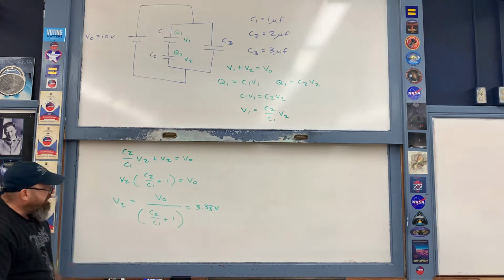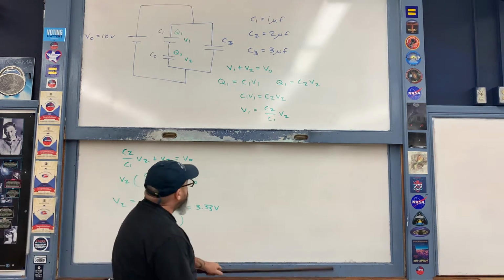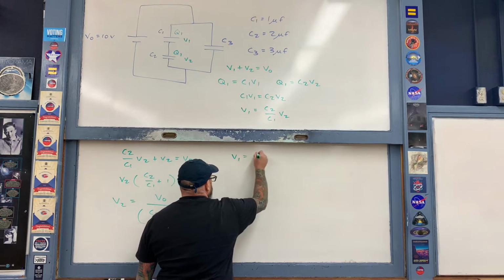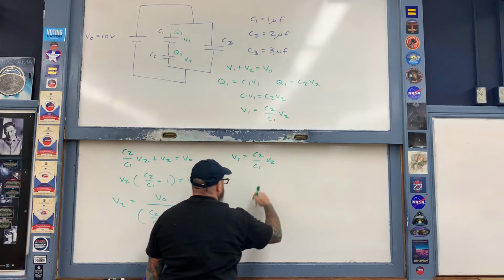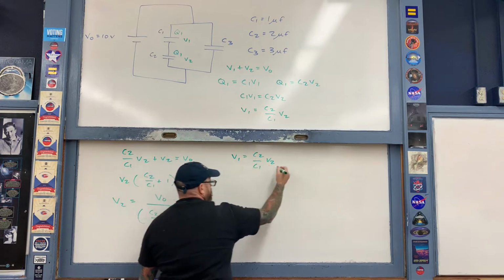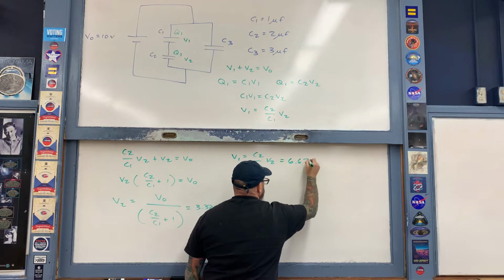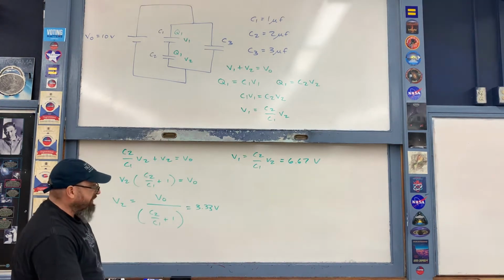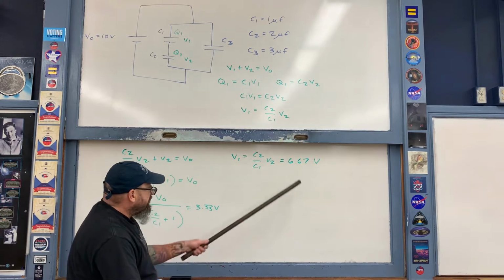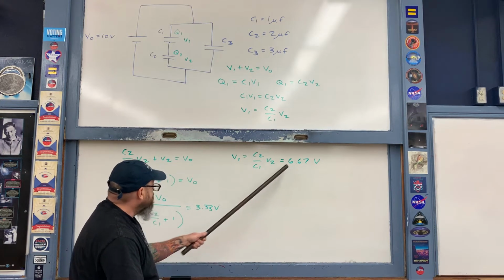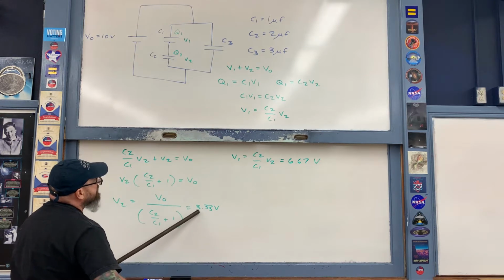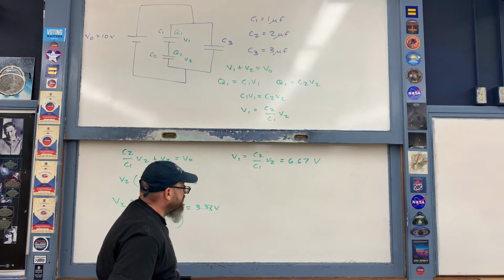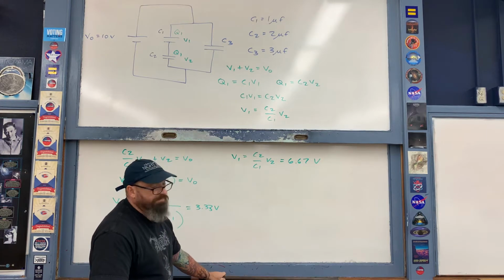Now that I have that value for V2, let's use this expression here to find V1. So C2 over C1 times V2: 2 over 1 times 3.33 is 6.66 volts. It's actually 6.67 volts; I've rounded off a little bit here. The reason is that the total of 6.67 volts plus 3.33 volts equals the total right here of 10 volts. So let's make sure we take that into account in this calculation.